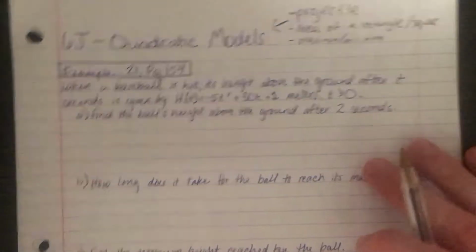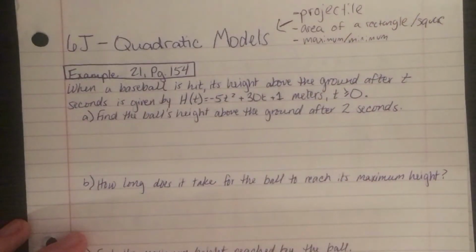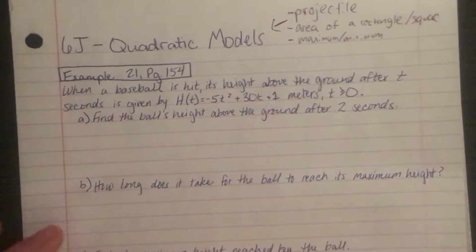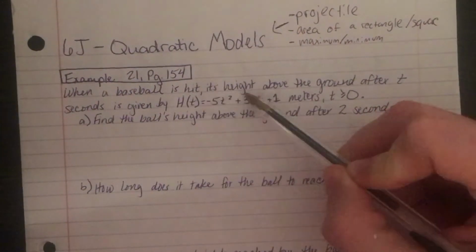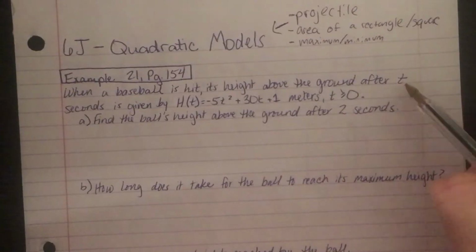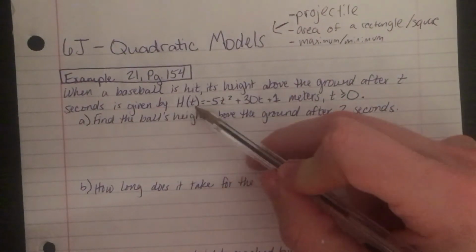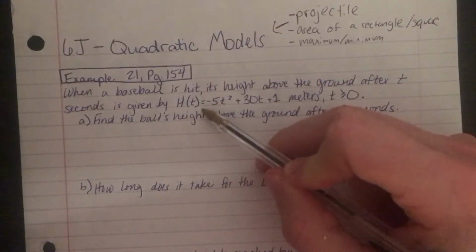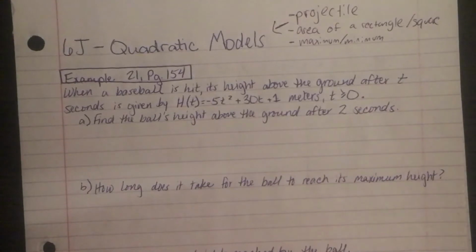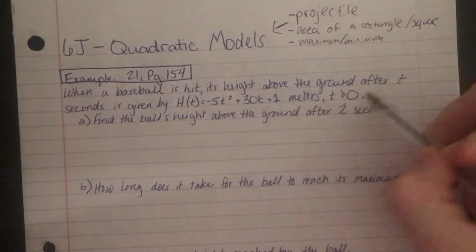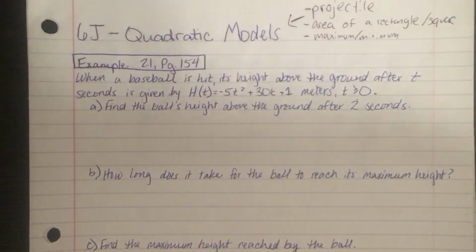So the first problem we're going to look at is example 21. This is on page 154 in your orange book. So what we've got here is, when a baseball is hit, its height above the ground after t seconds is given by the function height over time, h of t, is negative 5t squared plus 30 times t plus 1 meters. And t has to be greater than or equal to 0 because you can't have negative time.